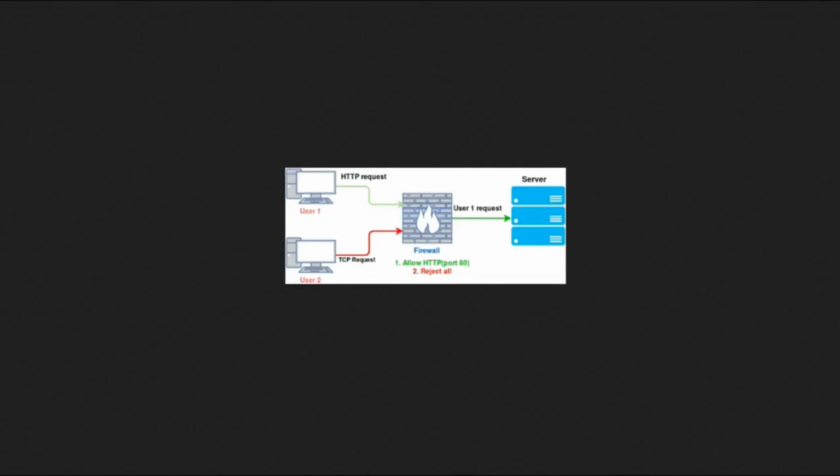So here is one example. We have a server, and user one is trying to access the web server over the HTTP protocol, but user two is trying to access the web server using telnet on port 80. So its request is going to be blocked.